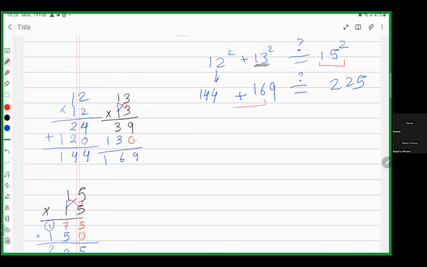This is the idea. Let's add. Excellent. 144 plus 169. Is it equal to 225 or not? Let's see. 4 plus 9, 13. Now add. 3 and carry up 1. 1 plus 4, 5. Plus 6. 4 plus 1 is 5. And we need to add the 6.